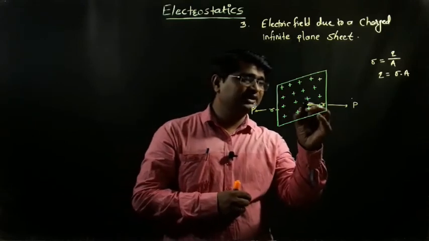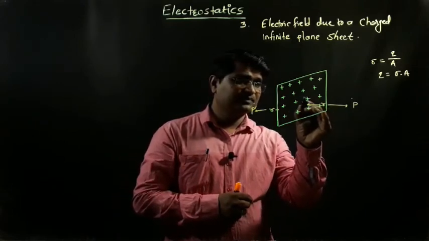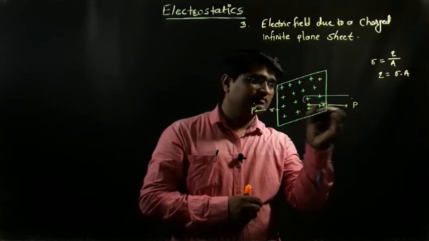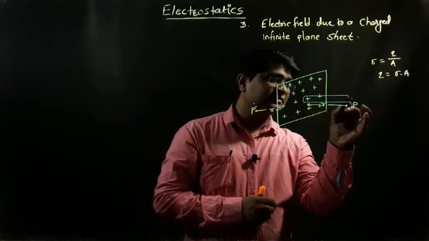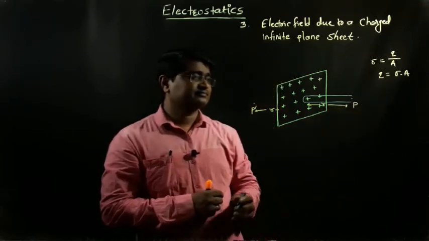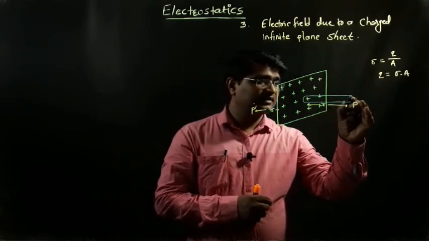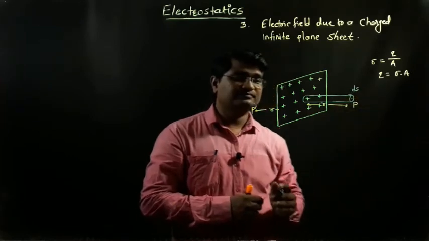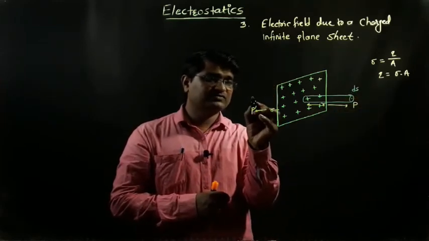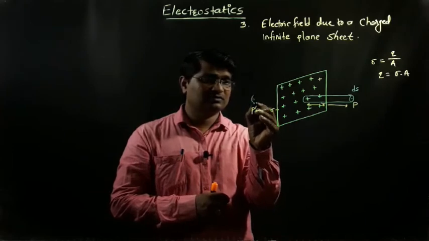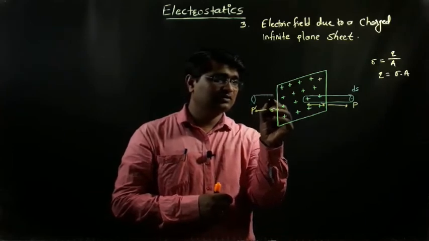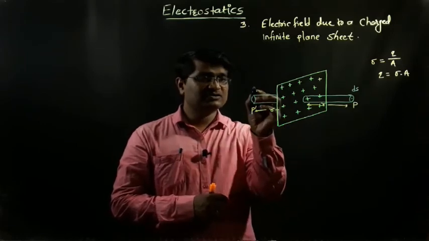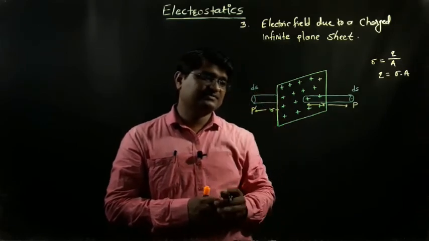Right now we can draw the Gaussian surface here. So this is a Gaussian surface. This is a cylindrical Gaussian surface we can draw here, having a very small area dS. And the same Gaussian surface we can draw on the other side of the plane sheet. Get clear? And it also has a very small area dS.